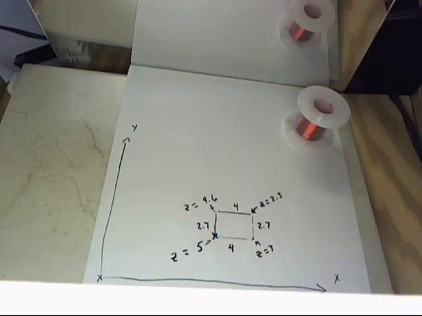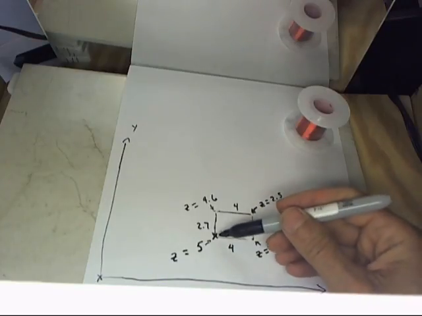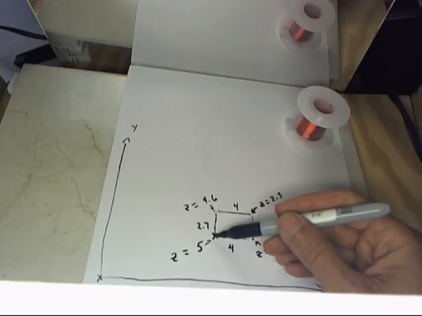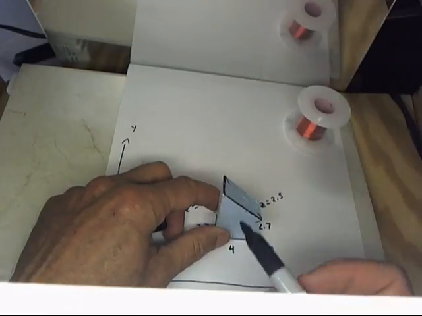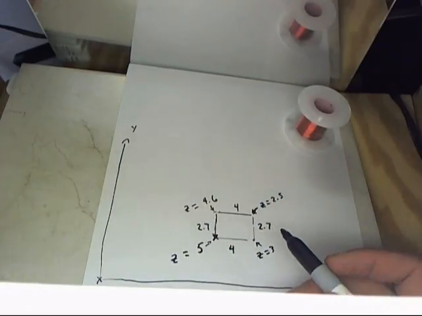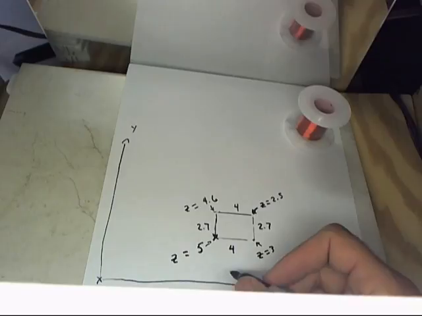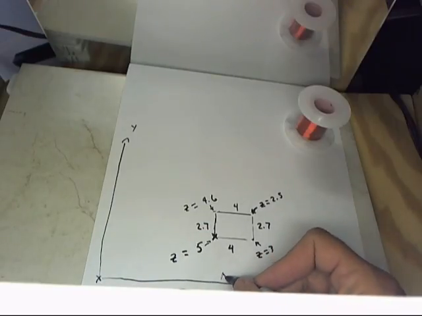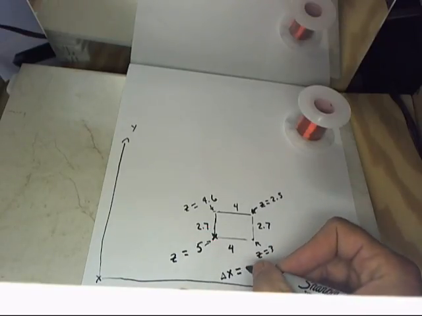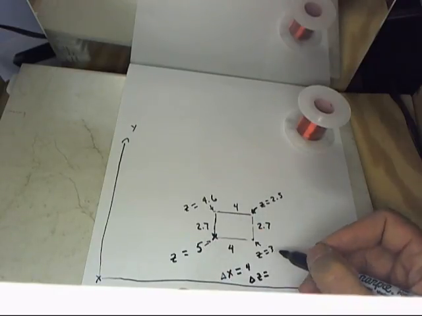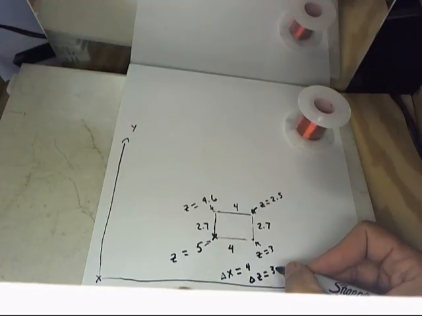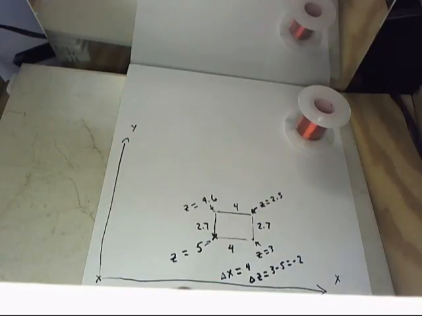So let's remove the object and just consider what the components of the vector would be. The vector that goes from the point above the x to the point above this corner on the original shape, that is the vector from this point down to this point. From these numbers we can see that the change in x along that vector is 4, and the change in z, well, we're going from 5 to 3. The change in z is 3 minus 5, which is negative 2.